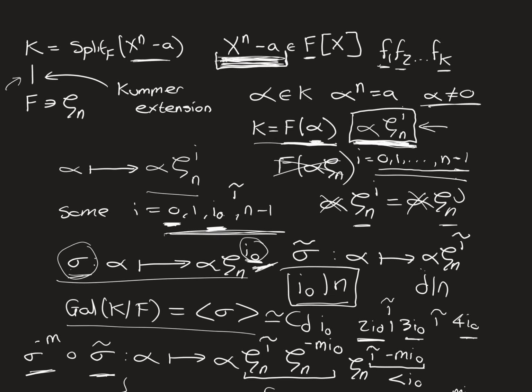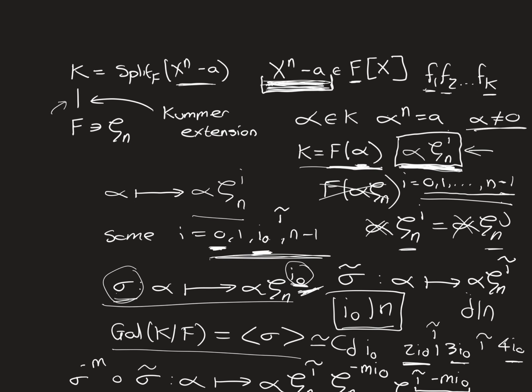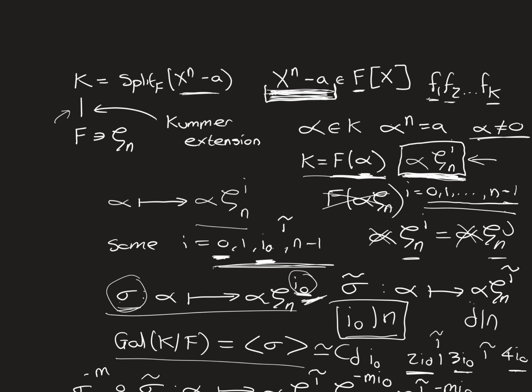Brilliant. So where were we? What I have now shown you is that if you take the splitting field of a polynomial like this, where it's not irreducible, but it is over this ground field that contains a primitive nth root of unity, then I can immediately conclude that this extension that you produce is a cyclic extension of degree d, where d divides n.